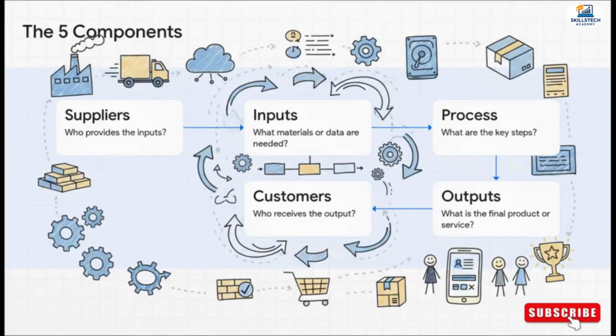You start with the suppliers. Who's giving you the stuff you need? Then the inputs. What is that stuff? Then you look at the core process that turns those inputs into outputs. And finally, who are the customers receiving those outputs? It's really the perfect way to get everyone on the same page about the scope of what you're looking at before you zoom in with something more detailed like BPMN.